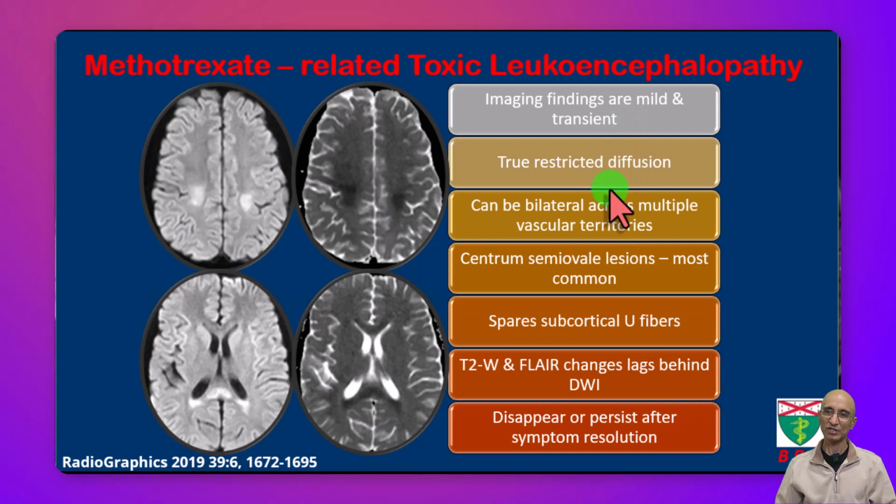As we saw in our patient, there is true restricted diffusion. It can happen unilaterally or bilaterally across multiple vascular territories. Classic lesion would be restricted diffusion in centrum semiovale, which can be unilateral or bilateral. Usually it will spare the subcortical U fibers. The T2-weighted and FLAIR signal changes lag behind the findings seen on DWI, as we saw in our patient. Typically, the T2-weighted and FLAIR signal changes will happen 48 to 72 hours after presentation. These findings can disappear or can persist after a few days of clinical presentation.